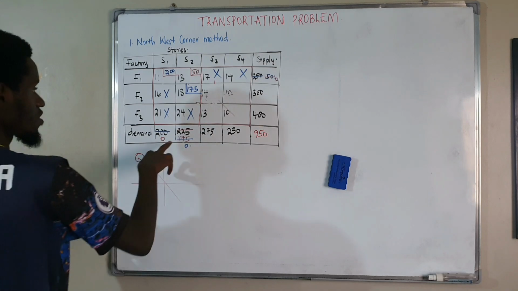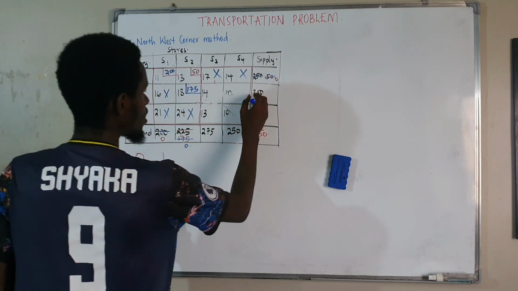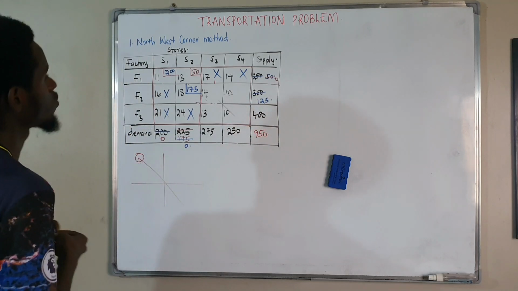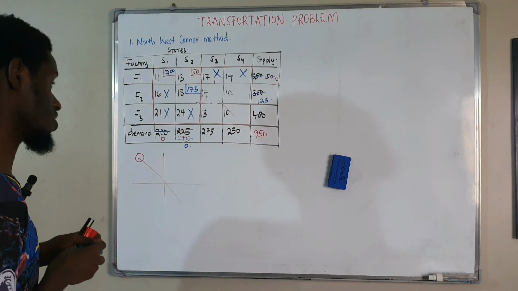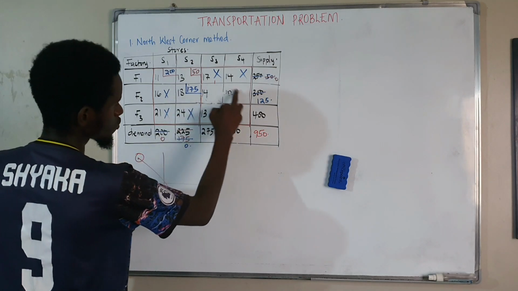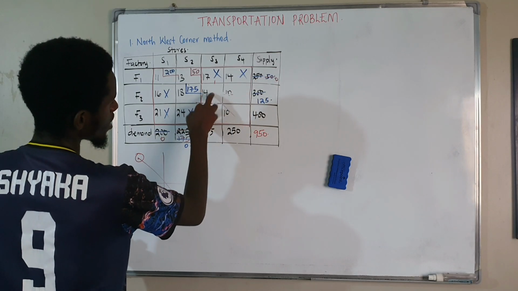Now, if I remove 175 from 350, this factory 2 will be left with only 125 items to supply to the different stores. I think we are together. Now from there, I'm left with only 2 boxes, this one and this one. Now, if I also try the capacity here, minus this one, it is going to be this box here.